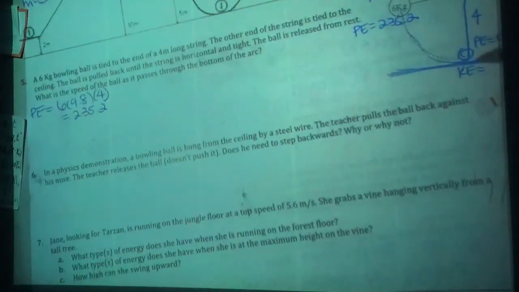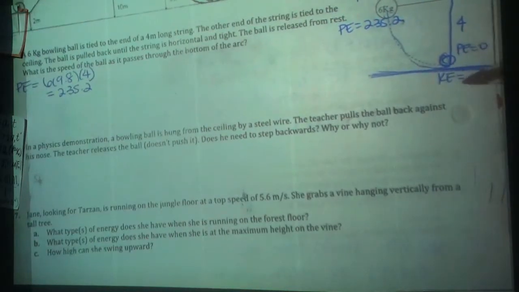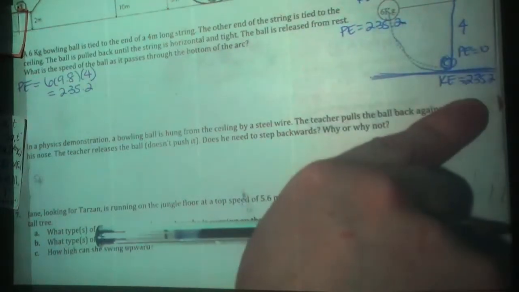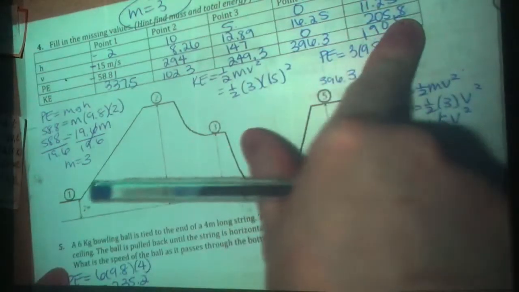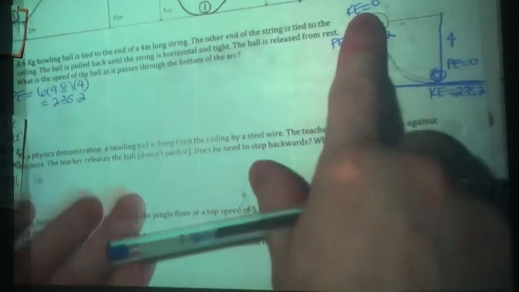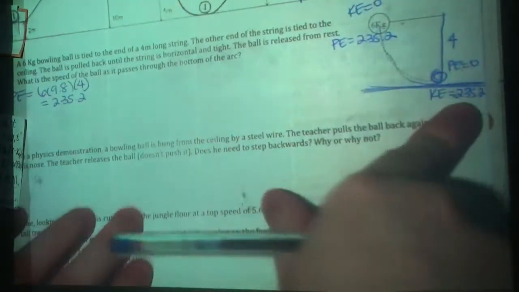Now I go to the bottom. Now I've lost my 4 meters. Now I don't have any height anymore. No potential, so my kinetic is just transferred, 235.2. So this is one of those cases where it goes from all potential to all kinetic. We know it doesn't have to do that, right? We did a bunch where they were not equal at all, but there are cases when the other energy is 0 that it's completely transferred.